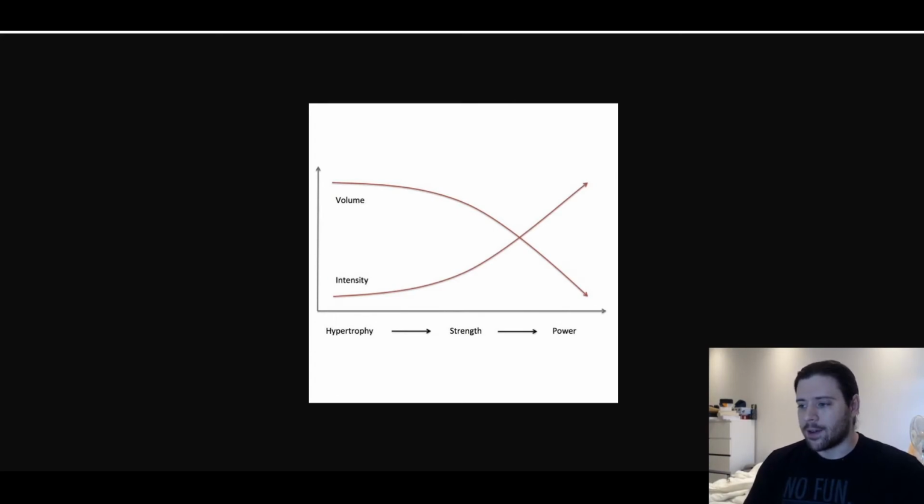Now, this graph here is a pretty simple one. The idea is just to demonstrate how volume and intensity are negatively correlated, which means that as your intensity increases, your volume is going to decrease, and vice versa. As you're decreasing your intensity, your volume is going to increase. So in a general sense, this makes sense, right? When you have a very light weight, you can do a lot of reps with it. You can probably recover a little bit quicker between sets, and you can hit more total sets overall. So you can do a greater number of total reps with a lighter weight.